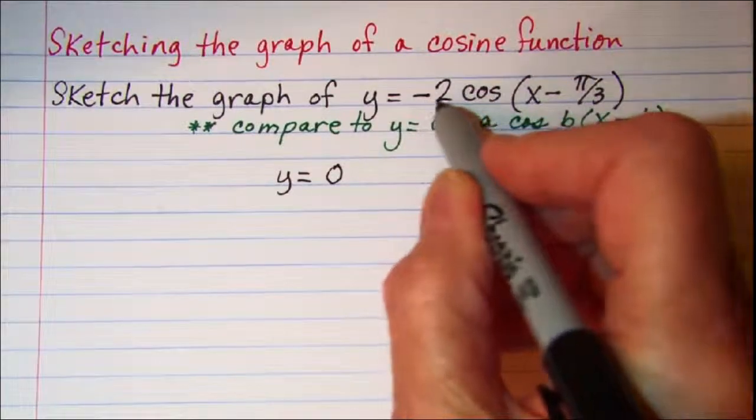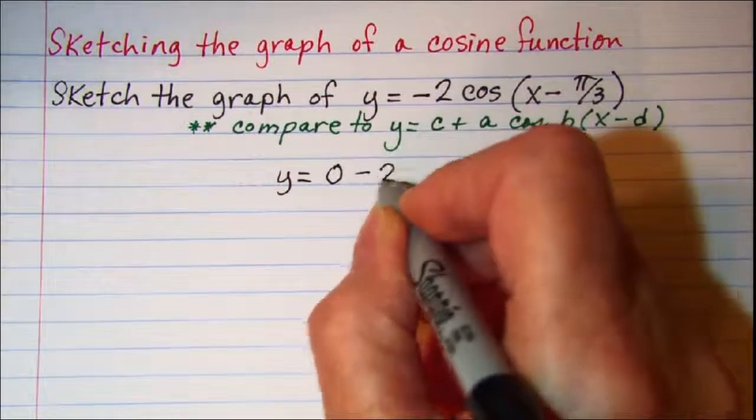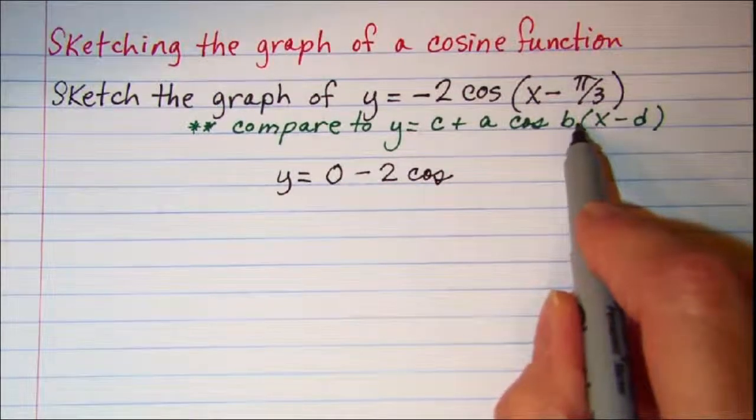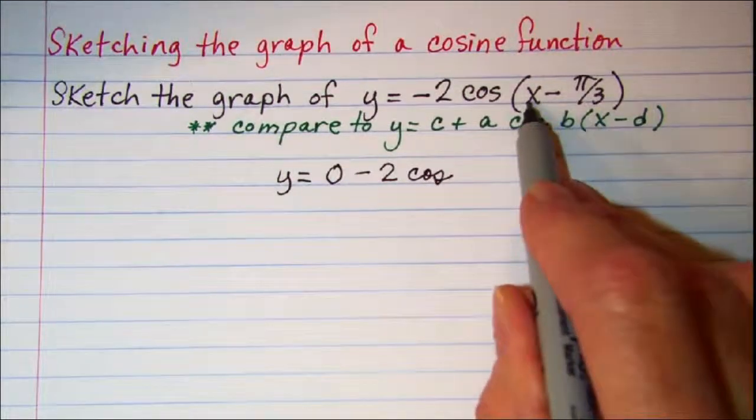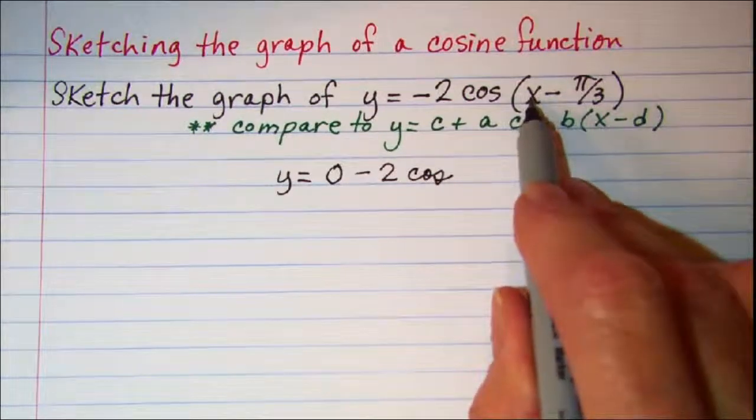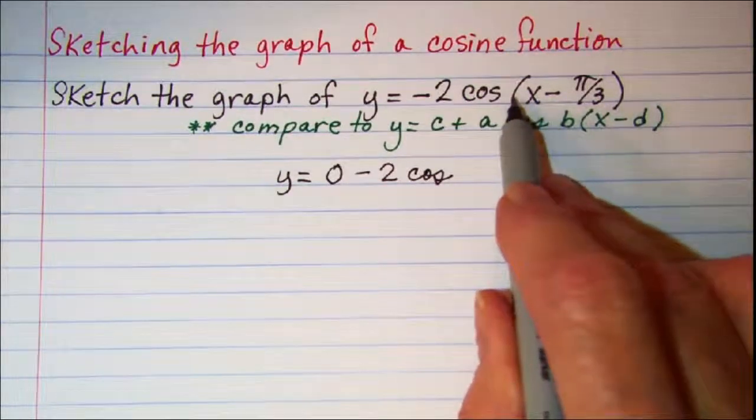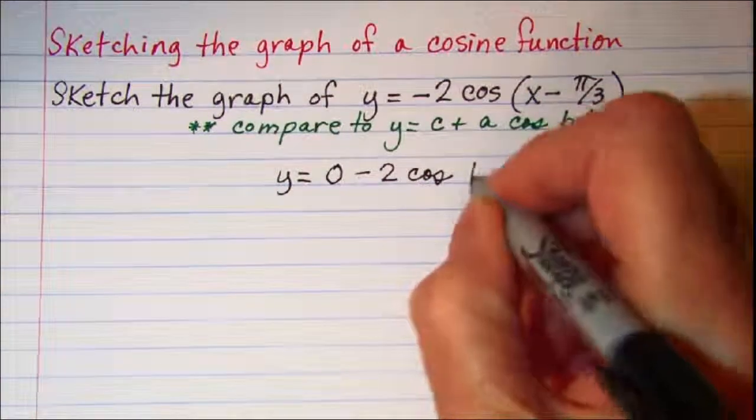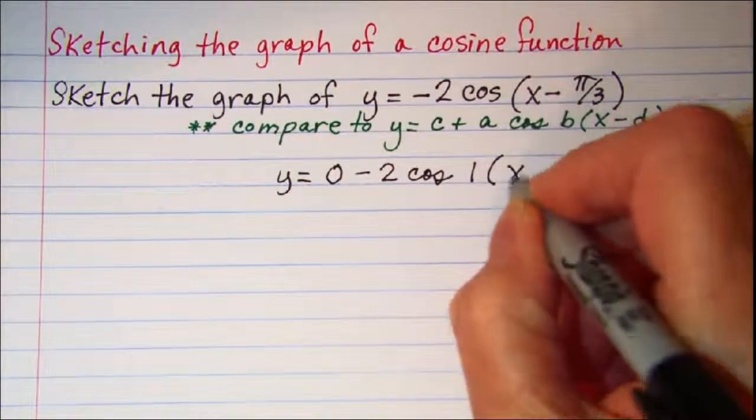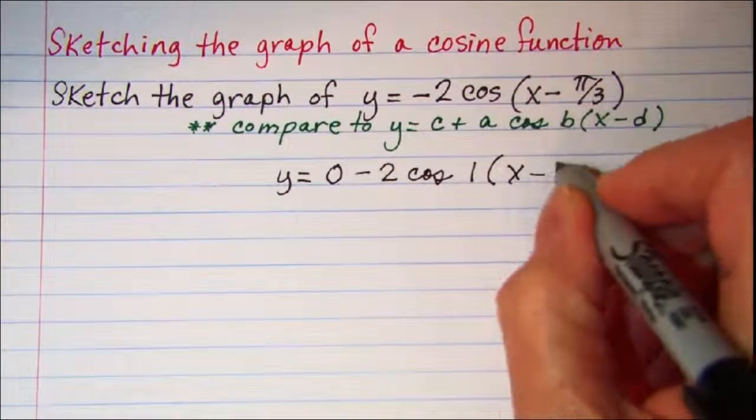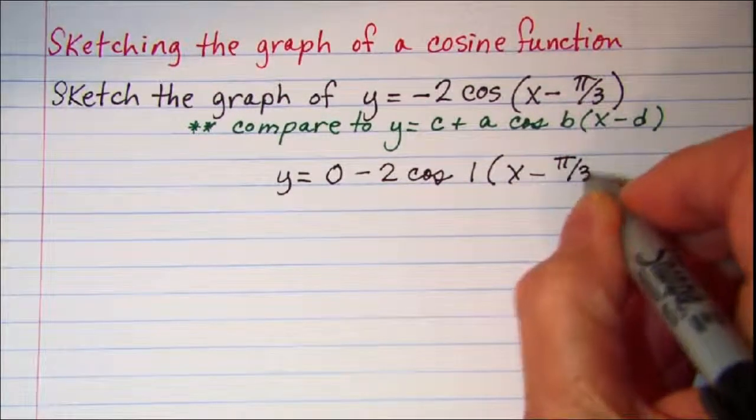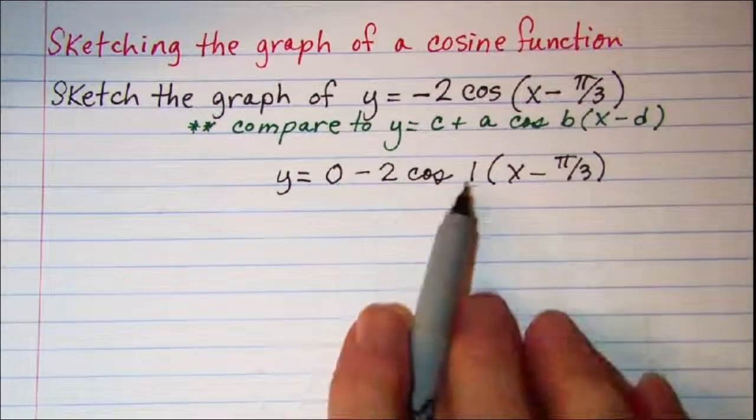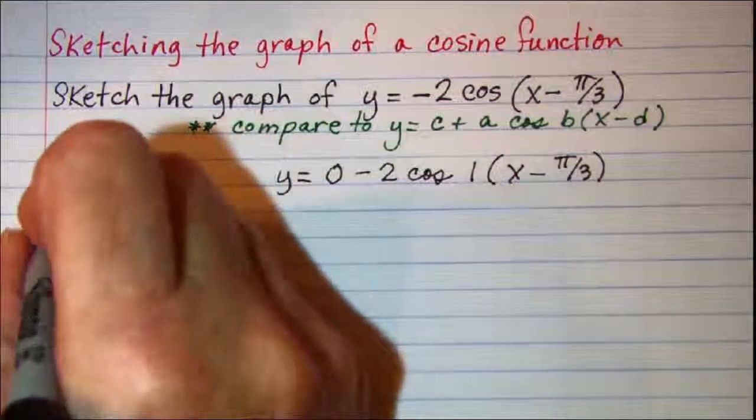So our a is -2. And then b is the coefficient of x factored out. But since our coefficient of x is 1, we don't have to worry about that either. So b is 1. And then x minus pi over 3. So our first step was not necessary. B is 1.